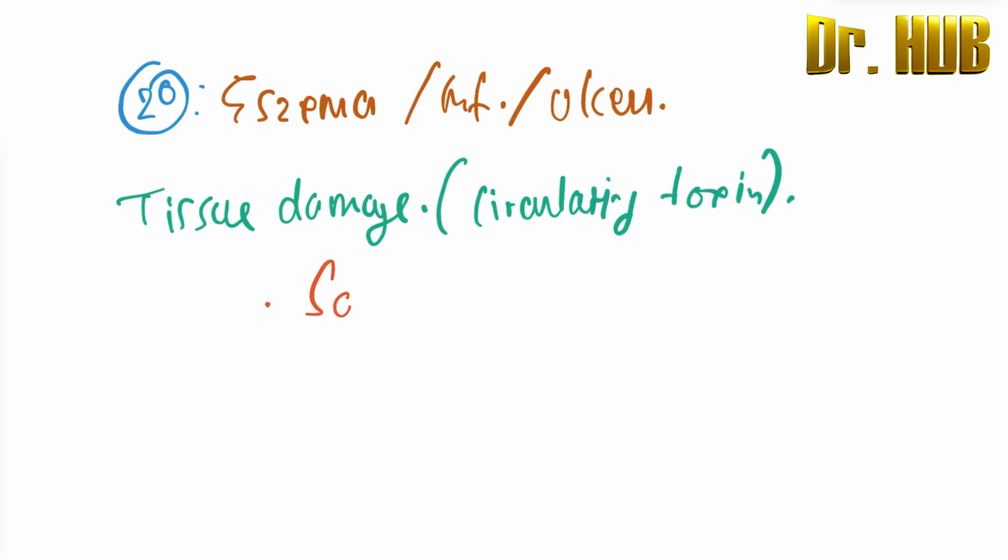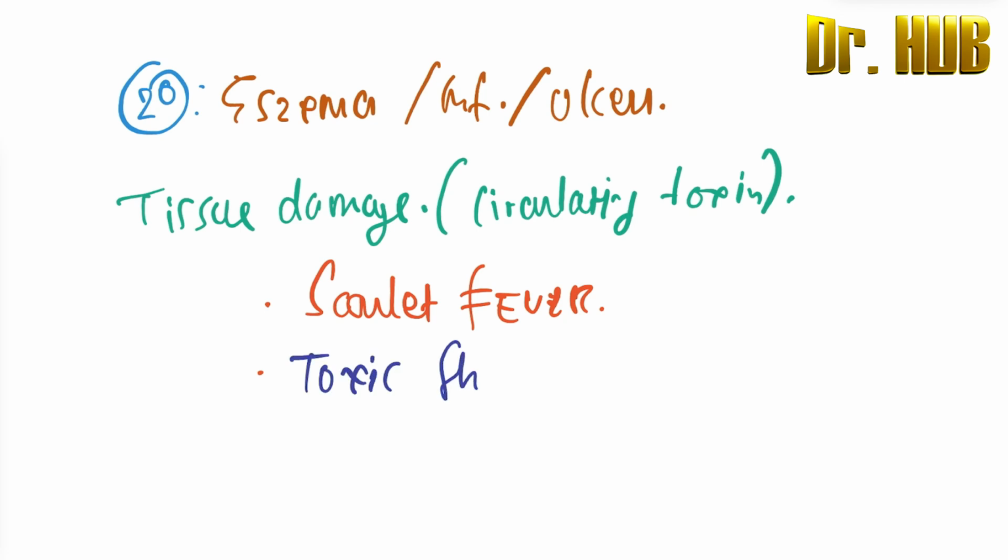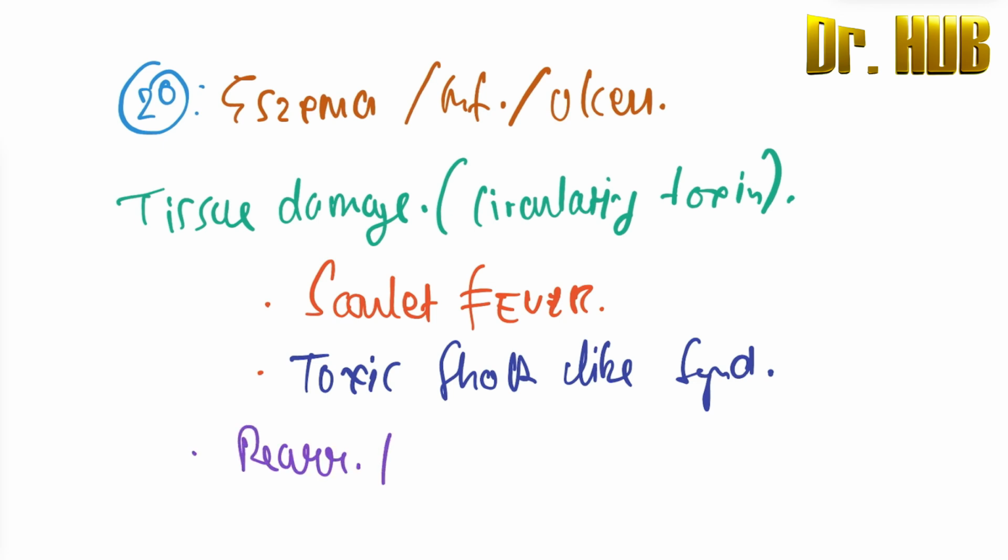So it includes scarlet fever. Next is the toxic shock-like syndrome. Next is the recurrent toxin-mediated perineal erythema.